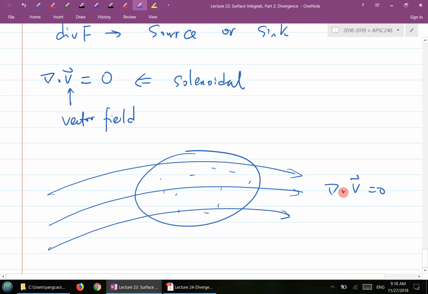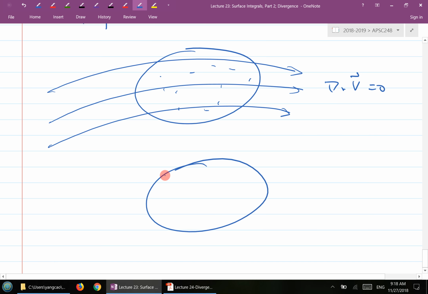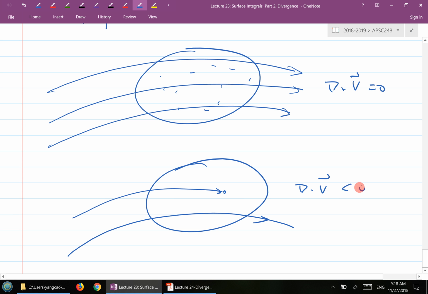Okay, so if I have a surface here, and the actual flow looks more like this, what do you think the del dot V would be? Positive or negative? Negative. So there's more into it, right? There's more into it, okay?